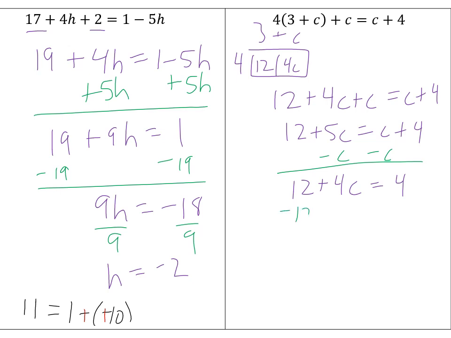Subtract off the 12 from both sides. Gets us 4c equals negative 8. Divide both by 4, and that ends up giving us c equals negative 2.